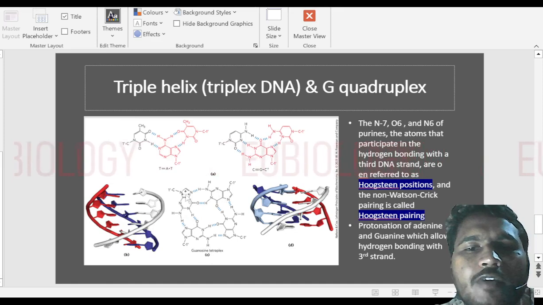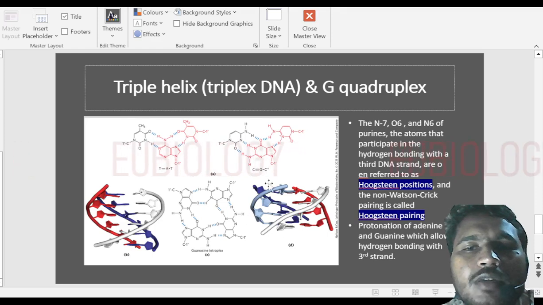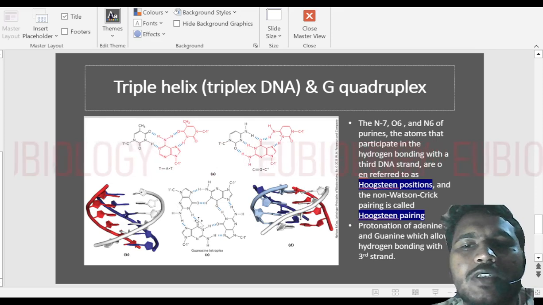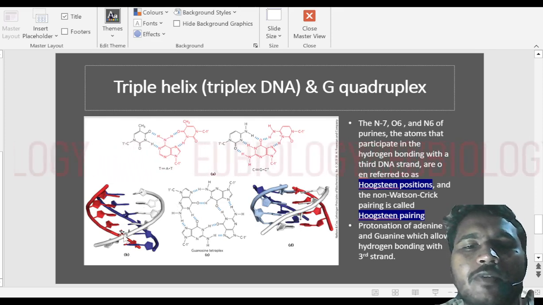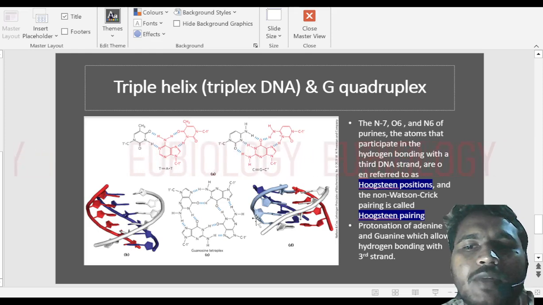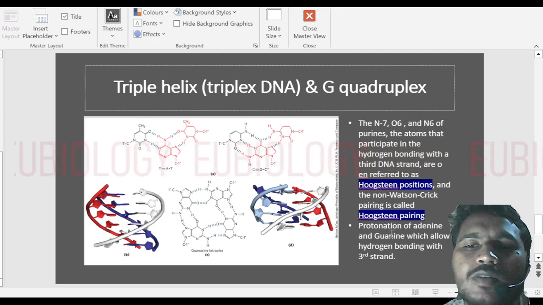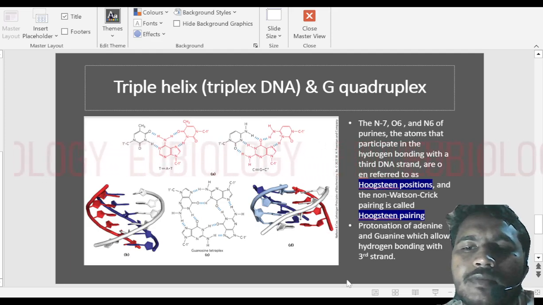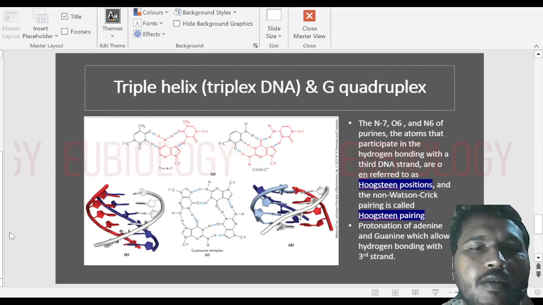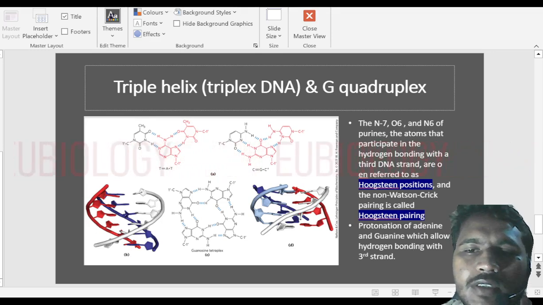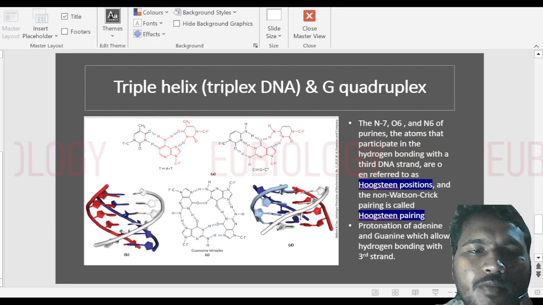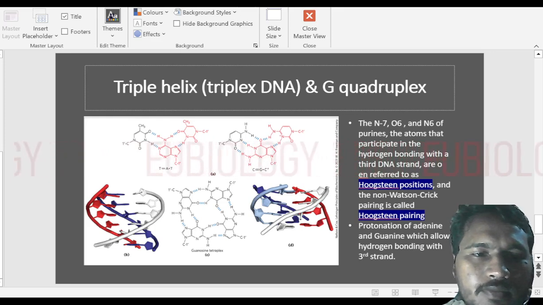Guanine tetraplex is forming here, and you can see it is a 3D model of guanine tetraplex. The position where this type of triplex structure is forming is called the Hoogsteen position, and that pairing is called Hoogsteen pairing. The reason is that these become protonated.